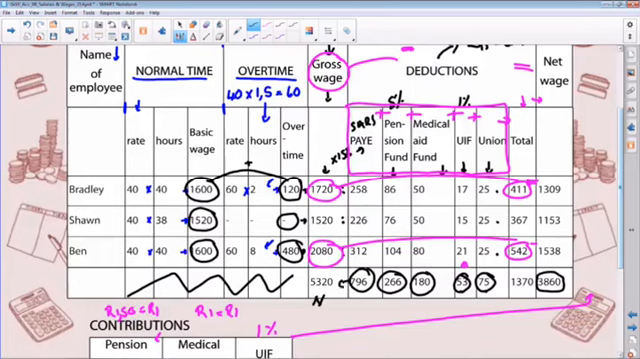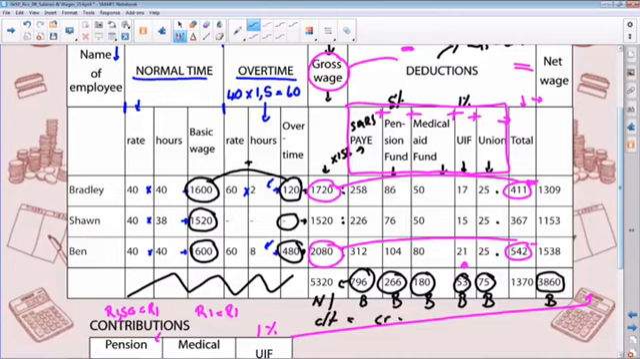And remember, your gross wage went to your nominal section, while all your deductions went to your balance sheet because we owe these amounts. And then your net wage went to balance as well, because we owe that to your employee. So therefore, your debit will equal all your credits.